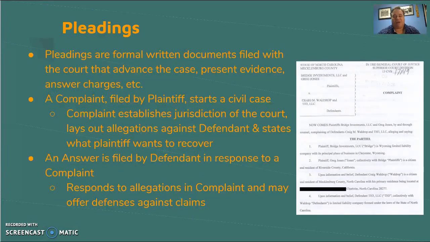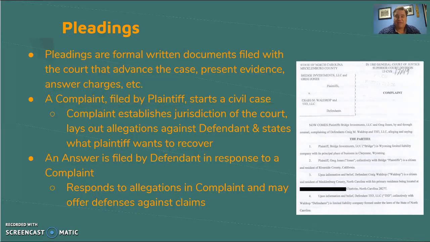Now, pleadings are a critical part of every trial. Pleadings are the formal written documents filed with the court that advance the case. They initiate the case and then advance the case. They allow the litigants, the parties, to present evidence, to require the court to enforce their requests, and to answer the charges, the allegations, the accusations brought by the plaintiff against the defendant, etc.